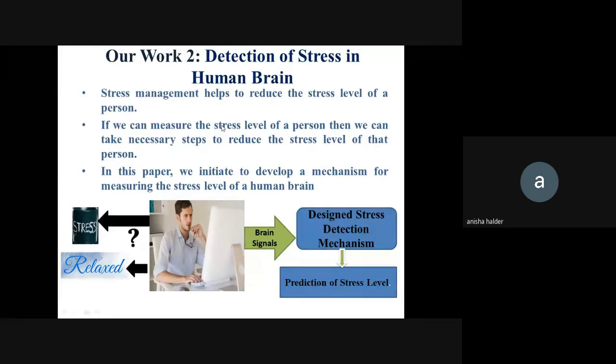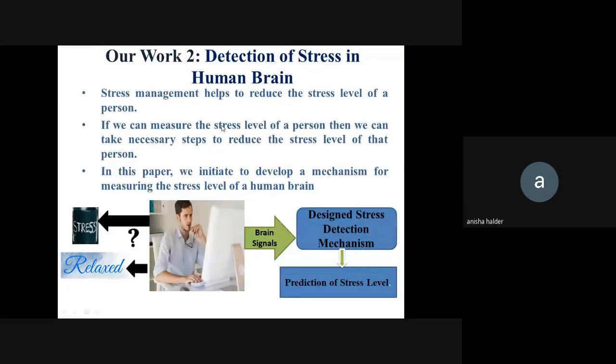Detection of stress in the human brain. Our students have done these experiments: detection of stress, detection of emotions of the human brain, detection of intelligence, and IQ measurement also they have done. But this type of work, stress detection, is becoming very popular in today's world.